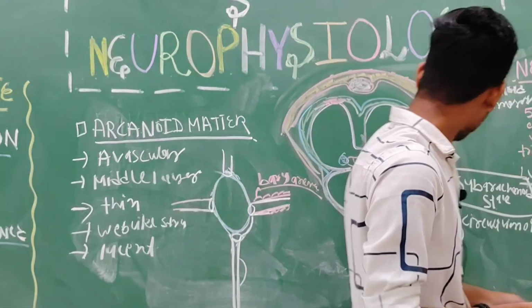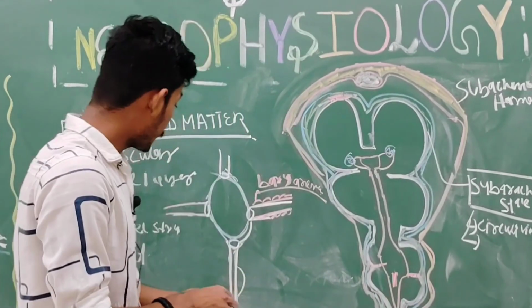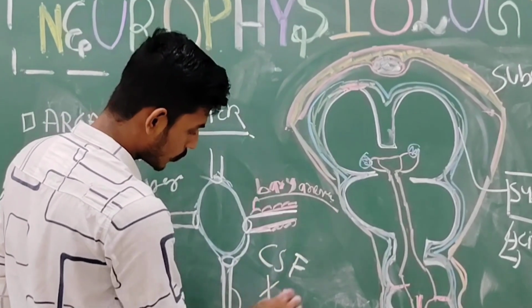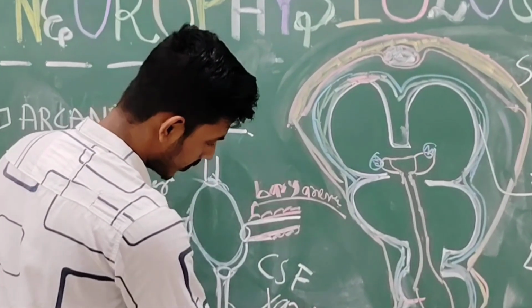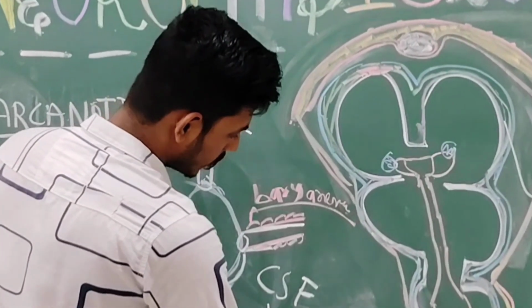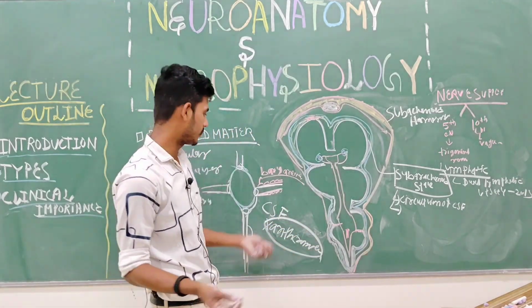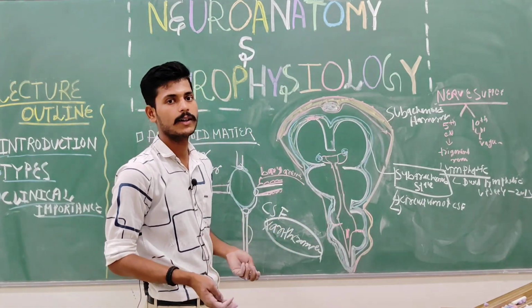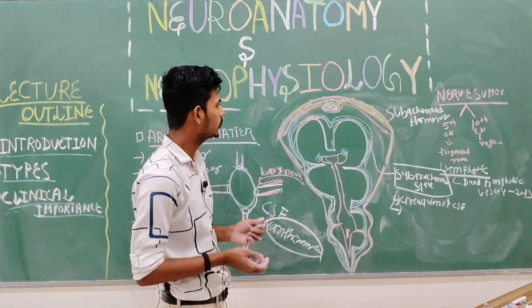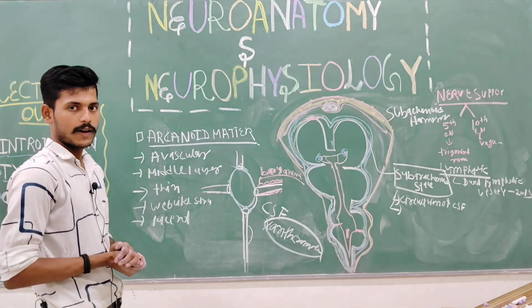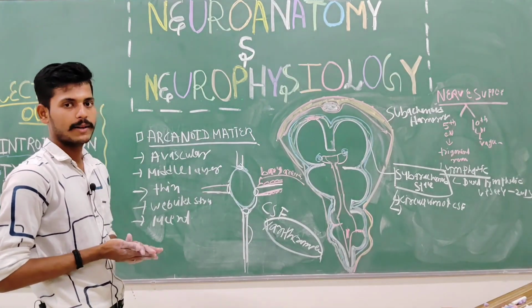Understood? Now, for a confirmatory test, we investigate the CSF, and there will be a xanthochromic appearance. Xanthochromic appearance in the CSF. The CSF becomes yellowish. That shows that it's a subarachnoid hemorrhage. Understood? No problem.